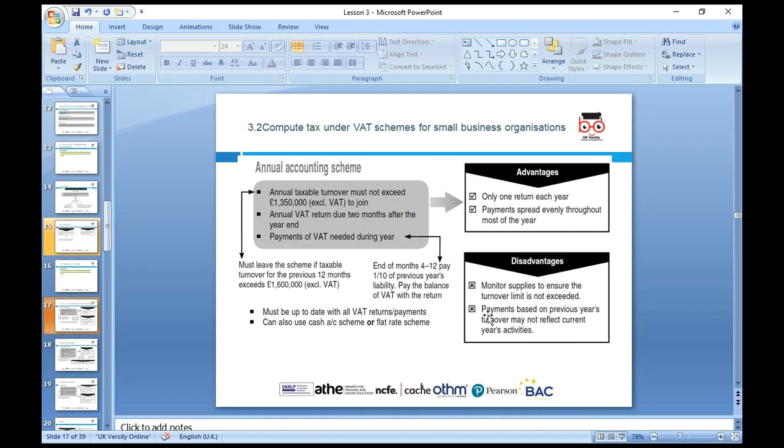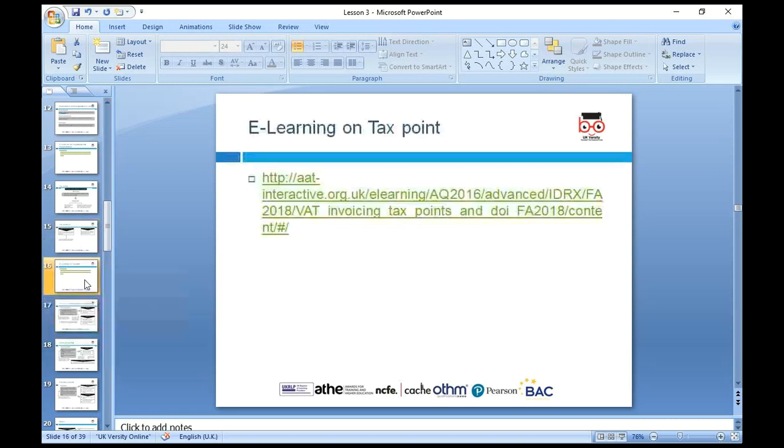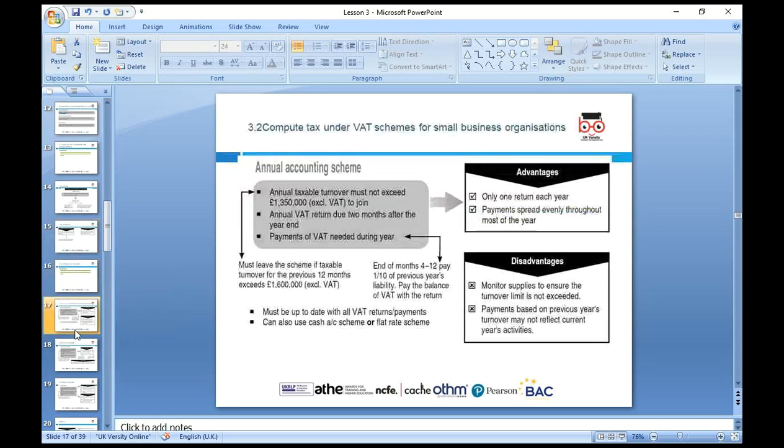If you exceed it, HMRC won't accept payments based on the previous year's turnover. So we count the figure for the previous year. But the good thing is only one return.